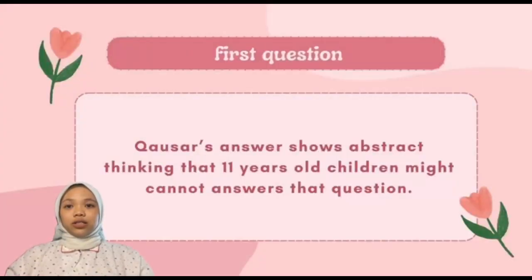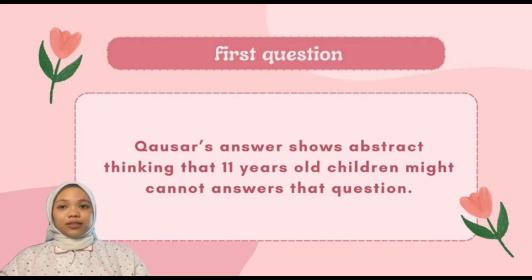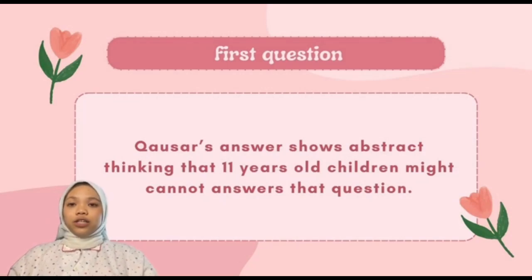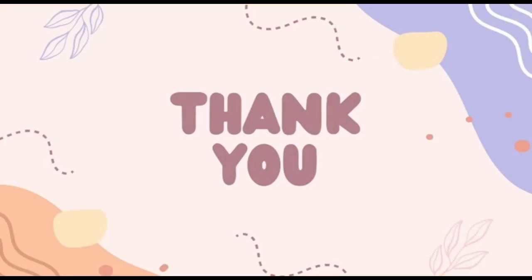Kausa's answer shows abstract thinking, where 11 year old children cannot think of anywhere else to put an eye. So that is all 4 stages from Piaget's theory. Thank you for watching. Bye.